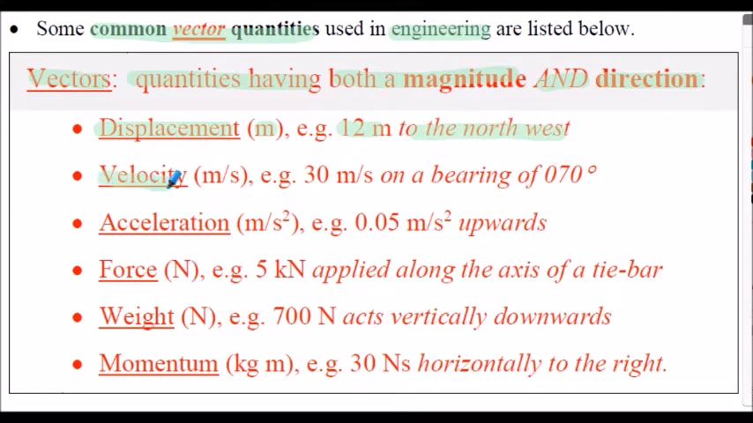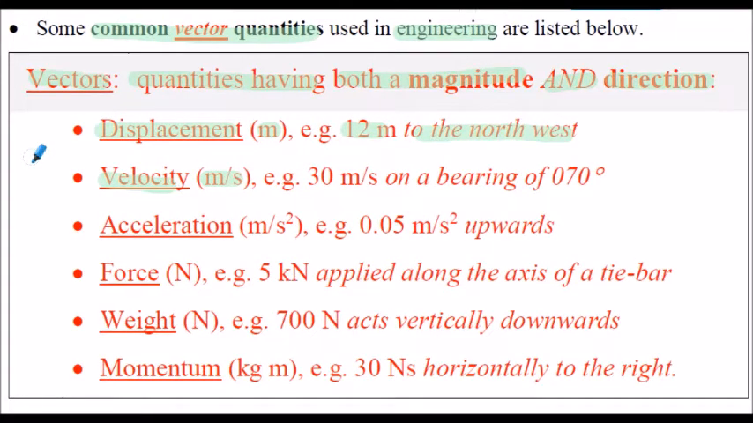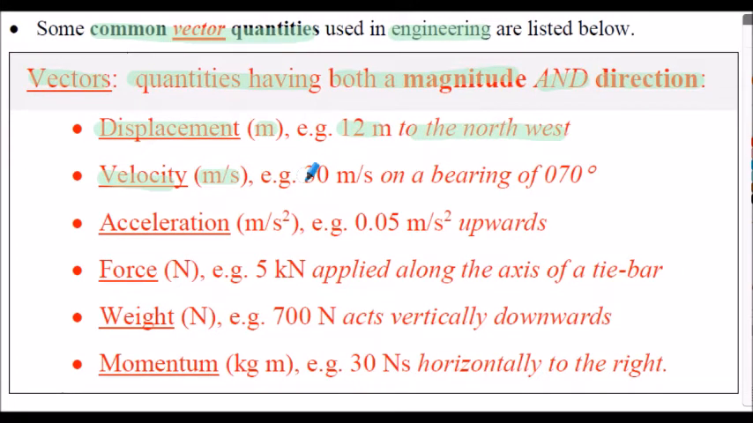Velocity measured in meters per second in the SI system. And again, on the previous slide, we considered speed as a scalar quantity in meters per second. Velocity is a vector quantity in meters per second. So for example, a velocity of 30 meters per second on a bearing of 070 degrees. The magnitude is the 30 meters per second and the direction is the bearing.